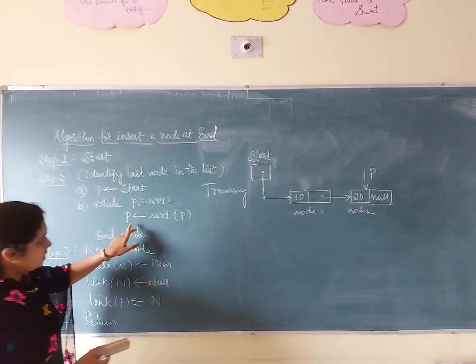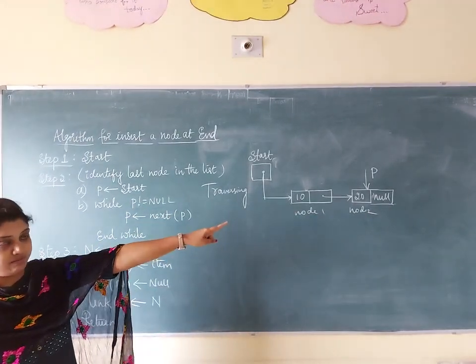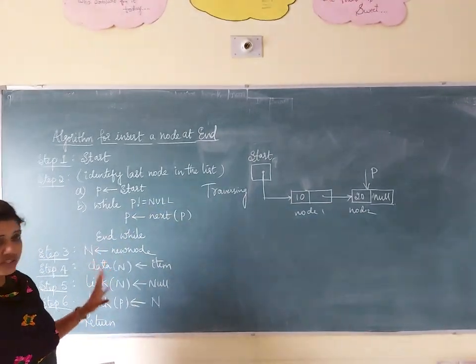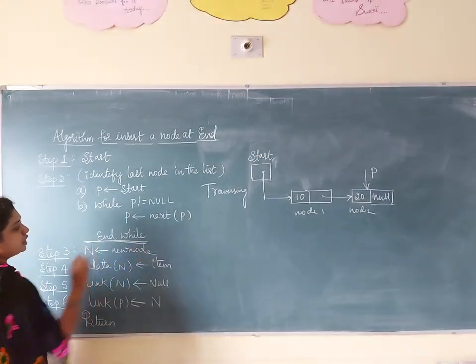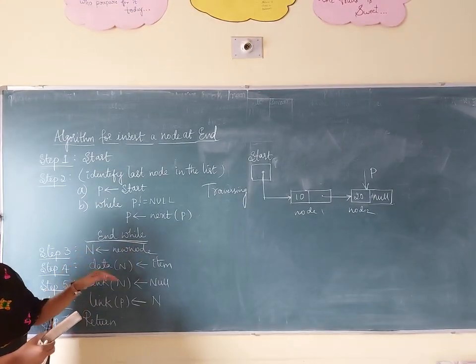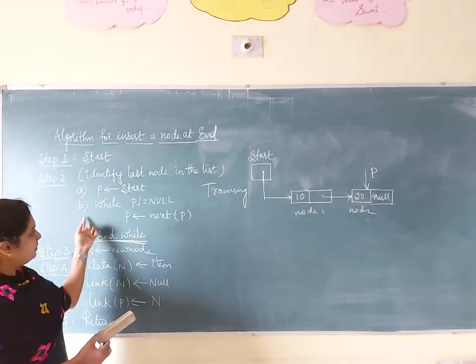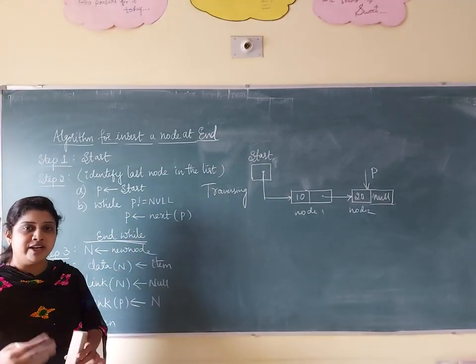Now P is pointing there. Now come here. So here, is P pointing to null? Yes. P is pointing to null. Null is equal to null. Yes, the condition is true. Whenever the condition is true, it will end the while loop. Whenever it is not equal to null, it will loop here only. It will just increment the pointer.